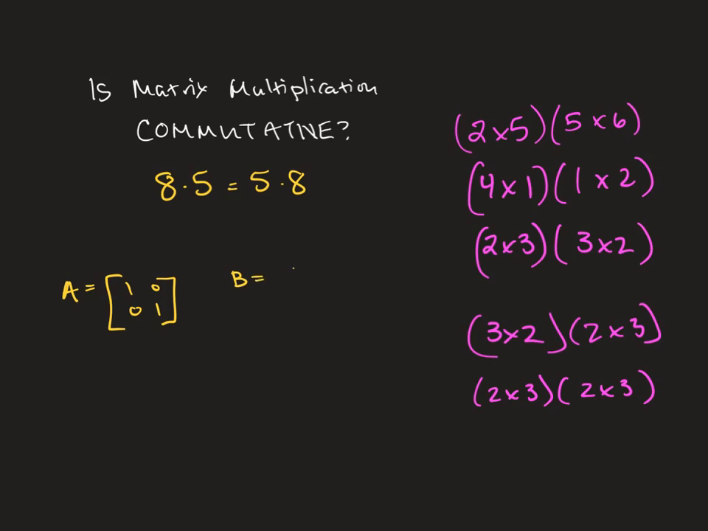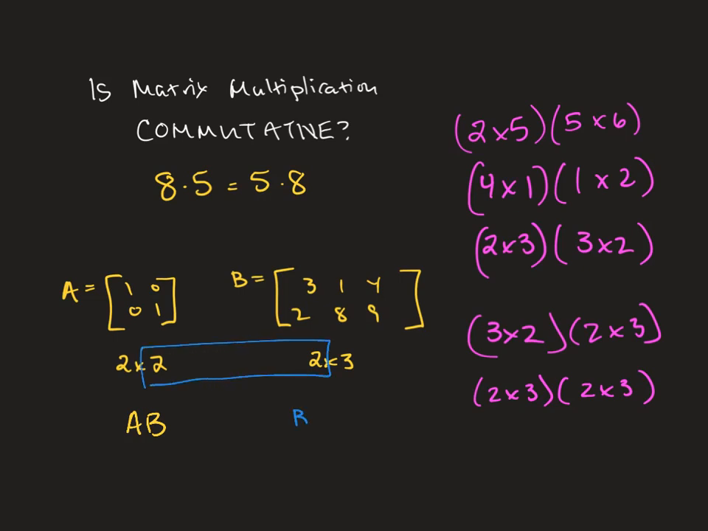no, let's not do that. Let's do 3, 1, 4, 2, 8, 9. So this is a 2 by 2, and this is a 2 by 3. Can I multiply these together? And it turns out you can do A times B. That's totally okay because these two numbers agree.